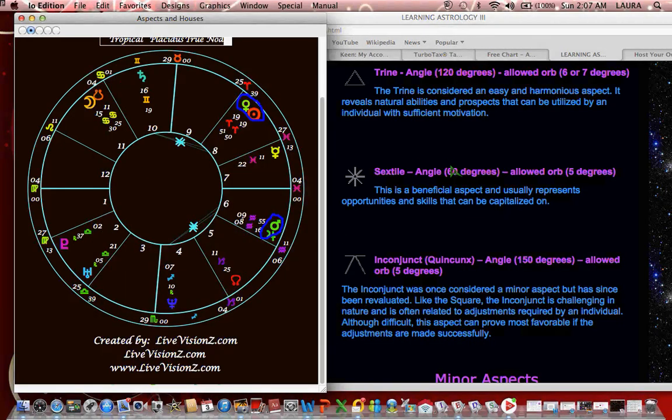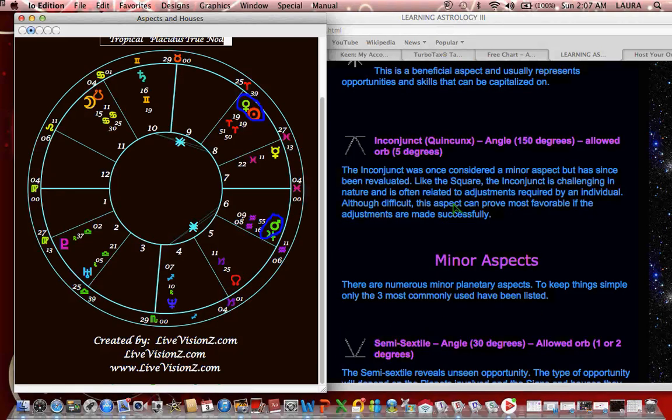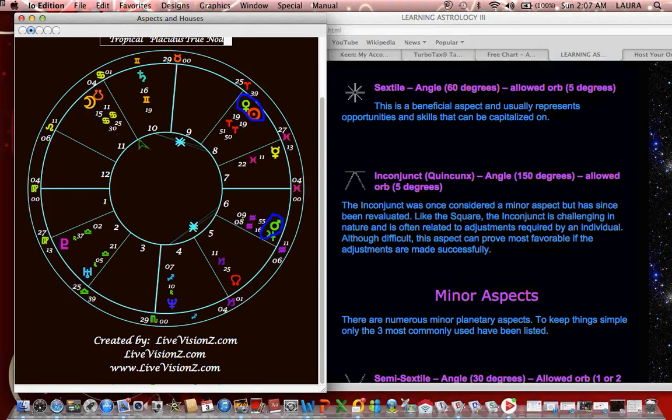A sextile is an angle that is 60 degrees, and it's beneficial, and it usually represents opportunities and skills that can be capitalized on. So if you see a square, like my square here, I don't have them drawn in. Let me get my arrow for you guys so you can see what I'm doing. My Moon is square my Sun and Venus. But what can help me out a little bit is my sextile here. Sextiles next to squares usually give you opportunity of where you can get out of your ruts or your problems.